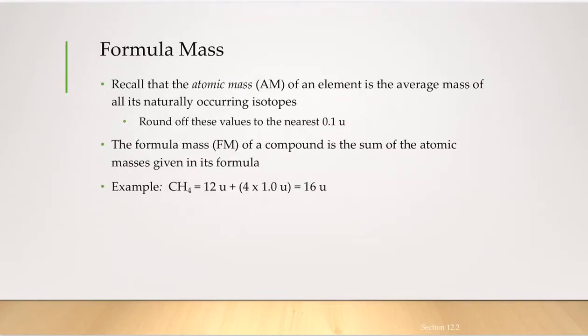Okay, so I think we have already talked about the atomic mass of an element. Where do we find the atomic mass of an element? It's from the periodic table. The atomic mass of an element is the average mass of all its naturally occurring isotopes, and this number is usually rounded off to the nearest 0.1 unit.